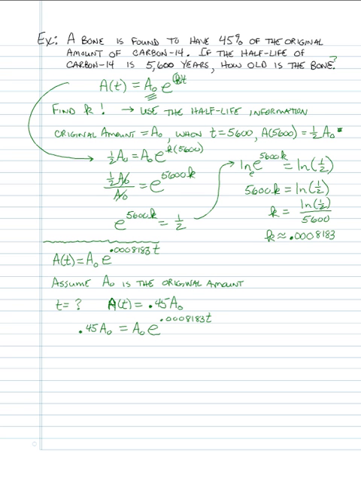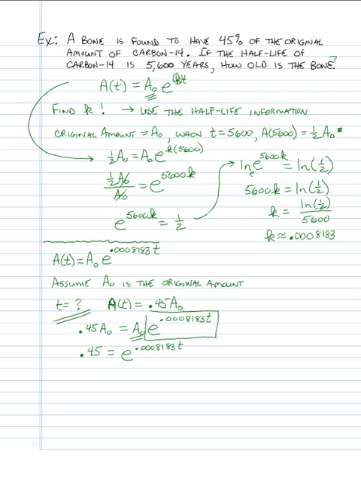Well, I'm trying to solve for t. Remember, that's what we're trying to do, solve for t. So I need to isolate this exponential portion, so I divide both sides by this a sub 0. And when I divide both sides by a sub 0, on the left side I end up with just 0.45, and on the right side I have e to this really ugly exponent.